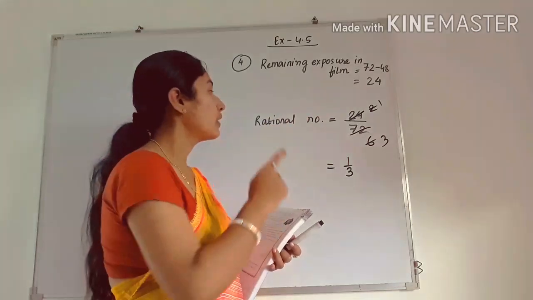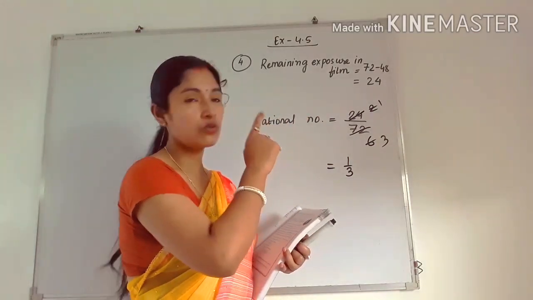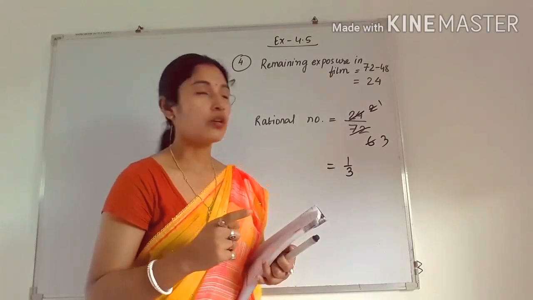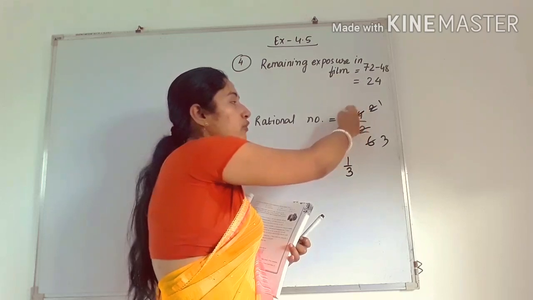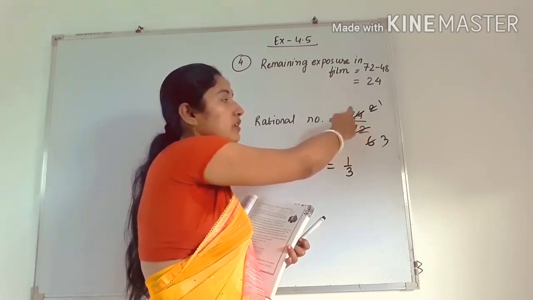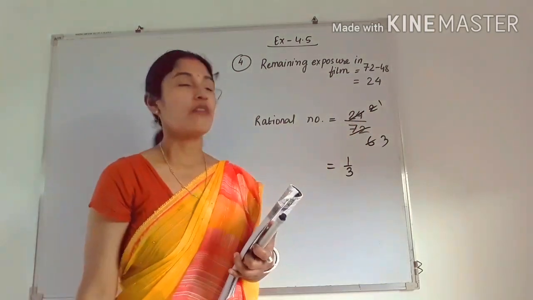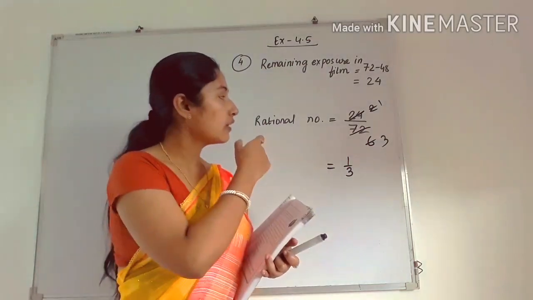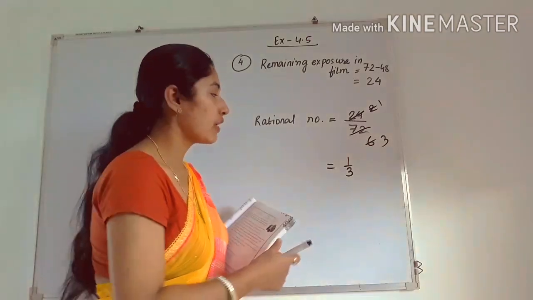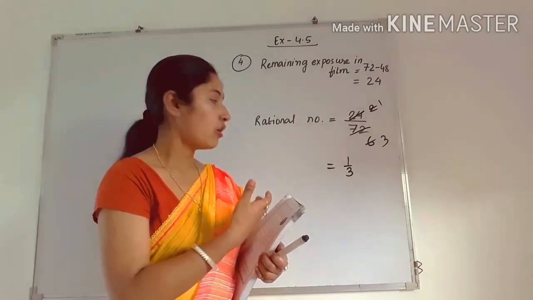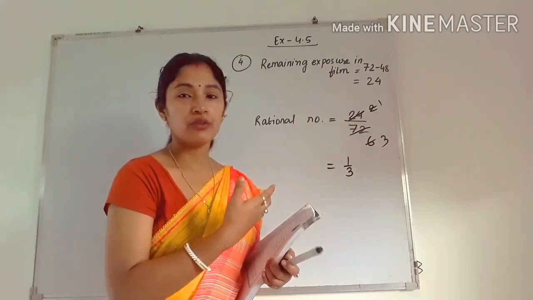So in rational number we can represent it as 24 by 72, because out of total 72 exposures, only 24 are remaining. Then after cancelling, the answer we are getting is 1 by 3. So this is a rational number 1 by 3, as we all know. I have given you the example.